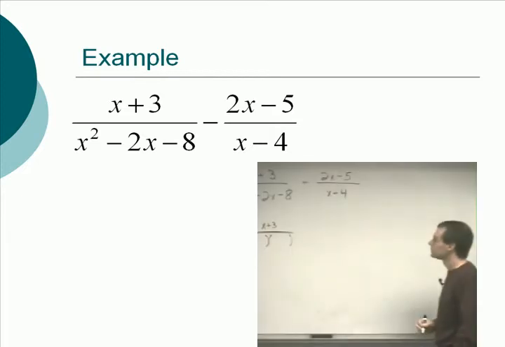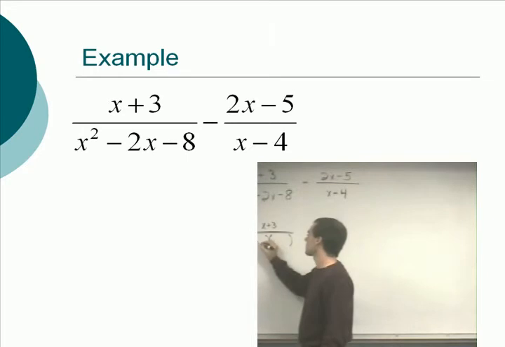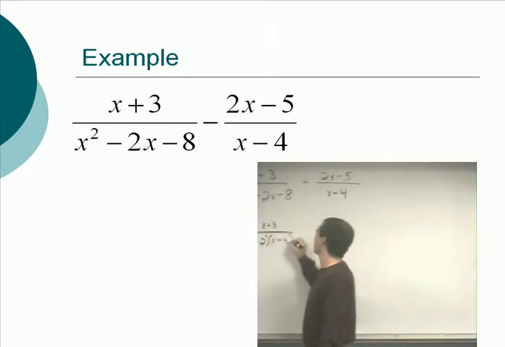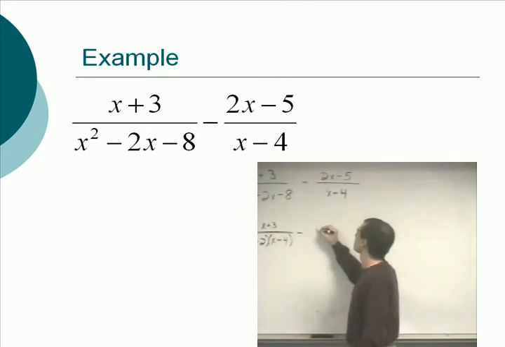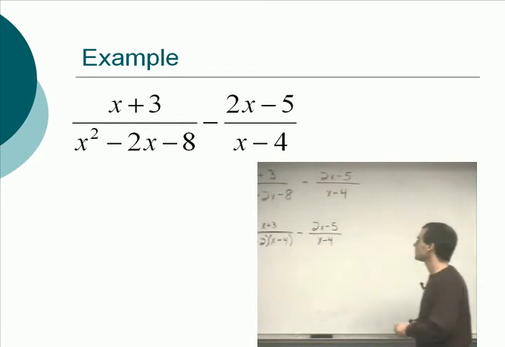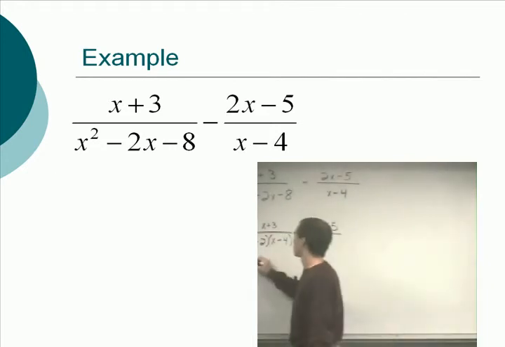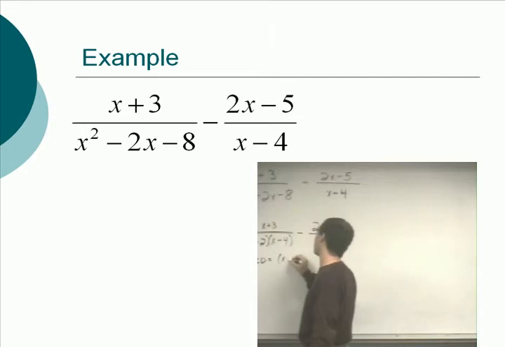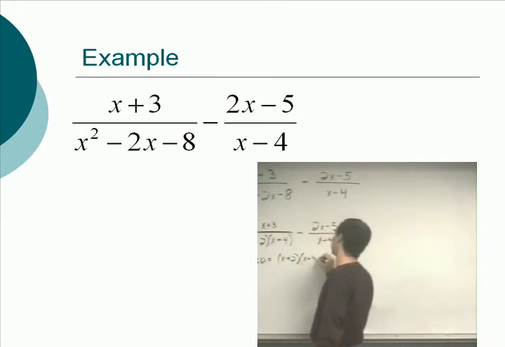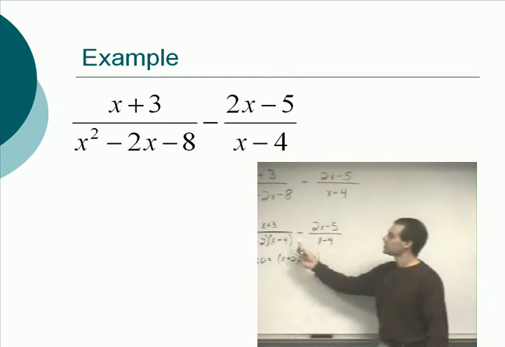Let's factor that up. Top is x plus 3, the bottom is x plus 2. x minus 4, that looks good, minus 2x minus 5 over x minus 4. Looks good. Okay, there's no canceling anywhere. Can't do it. So then we've got to ask ourselves, all right, we need an LCD. So what is our LCD? Yep, x plus 2, x minus 4. Looks good.